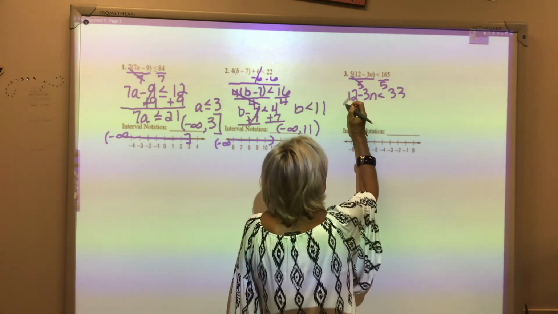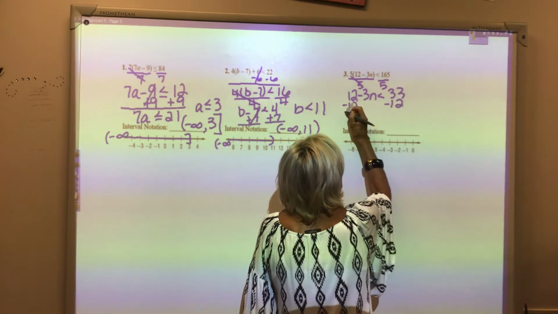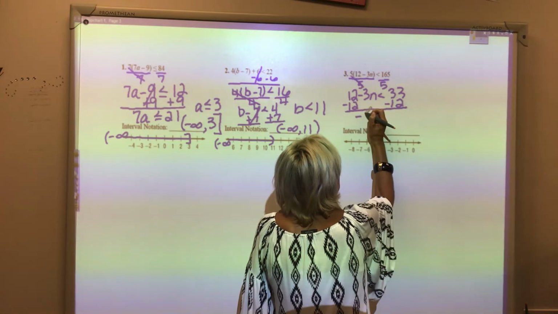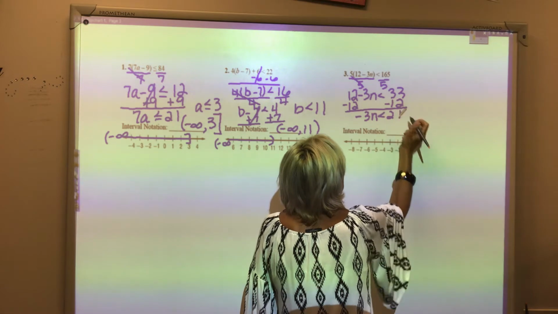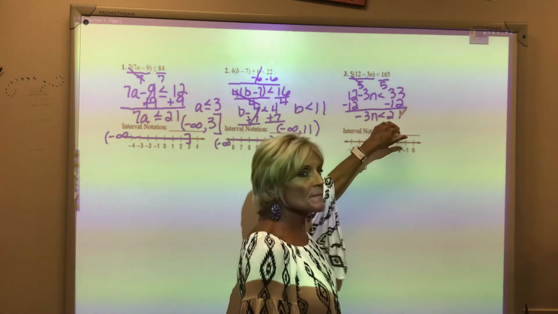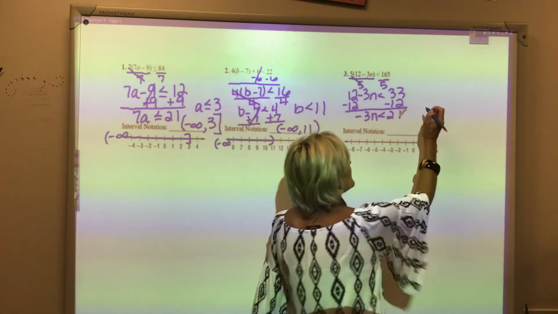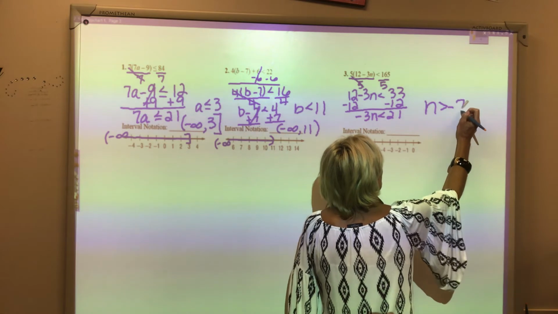Now subtract 12 from both sides. We will have that negative 3n is less than 21. Now we're dividing by negative 3, so remember to flip the inequality. N will be greater than negative 7.